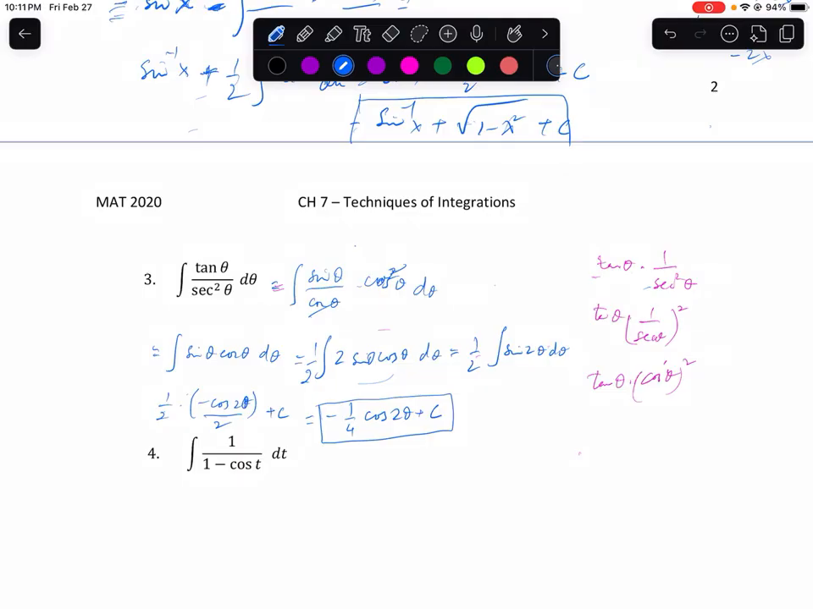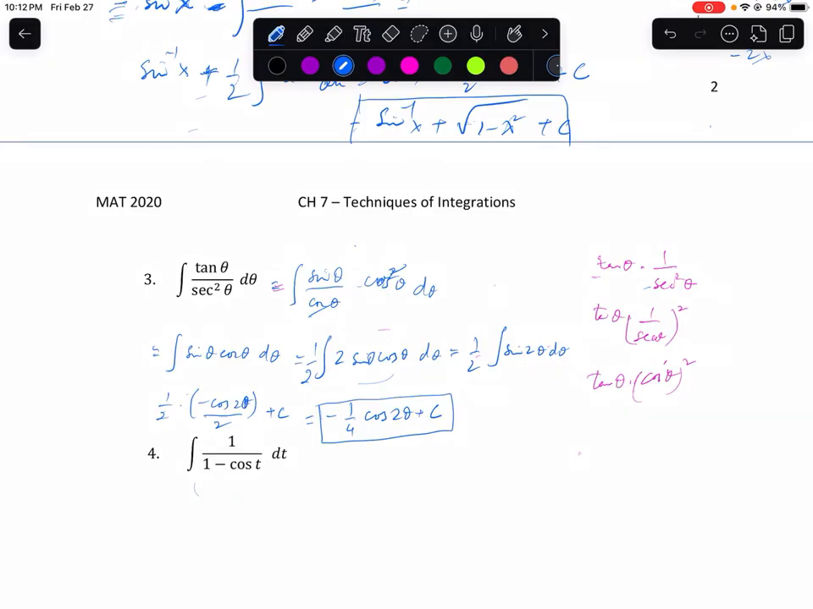Next one is 1 over 1 minus cosine theta. This is again a problem which we cannot do in this form. So we have to do something, and substitution won't work here, because if you put 1 minus cosine theta equal to u, then the du will have a sine t in it, and we don't see a sine t, so we won't be able to transform the t into u. So substitution won't work at this moment.